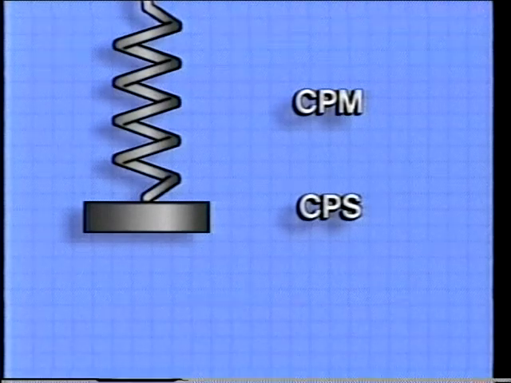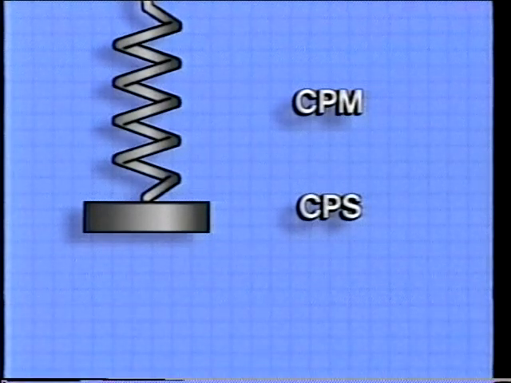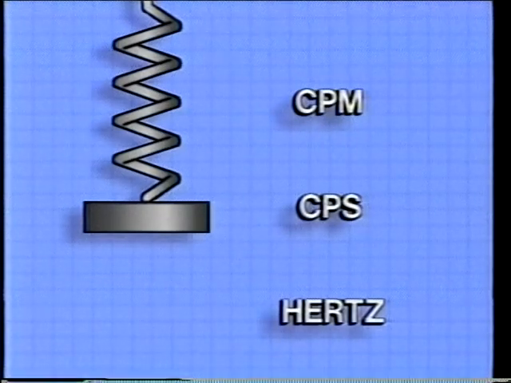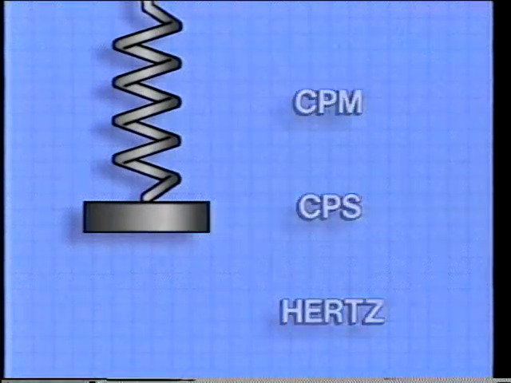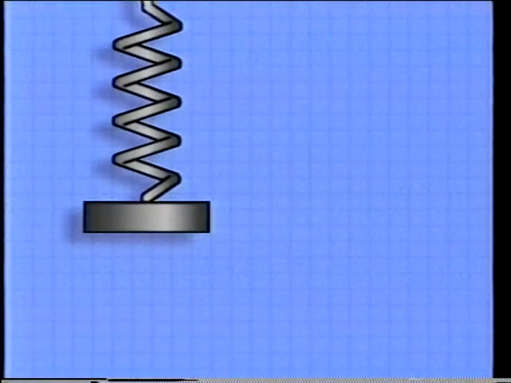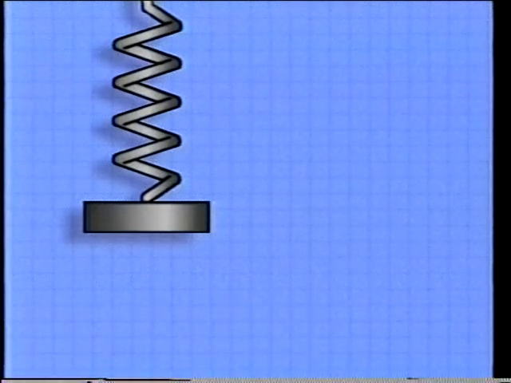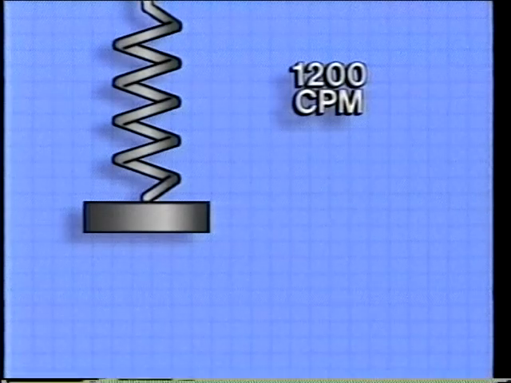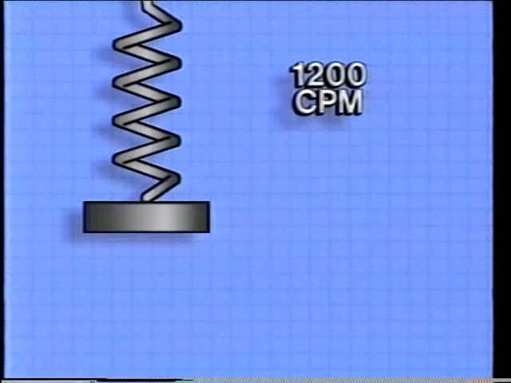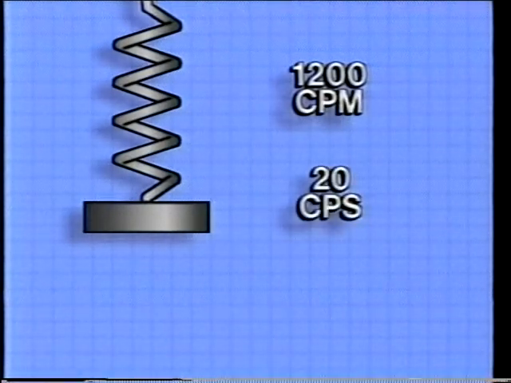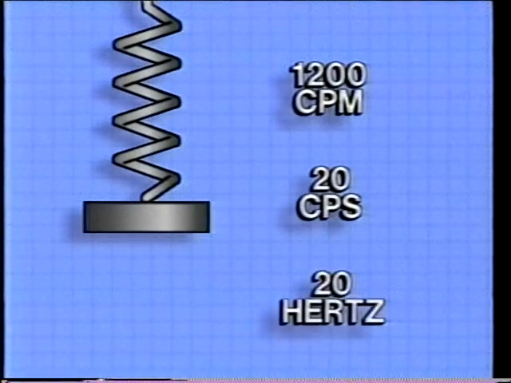Cycles per second is simply cycles per minute divided by 60. Cycles per second can also be expressed as Hertz, named after the 19th century German physicist Heinrich Rudolf Hertz. If we apply this information to the block and spring that we just saw, we can determine the frequency of the block's vibration. Let's say the block completed 1,200 cycles in 1 minute. If that's the case, then the frequency of vibration would be 1,200 cycles per minute, which can be converted to 20 cycles per second, or 20 hertz.